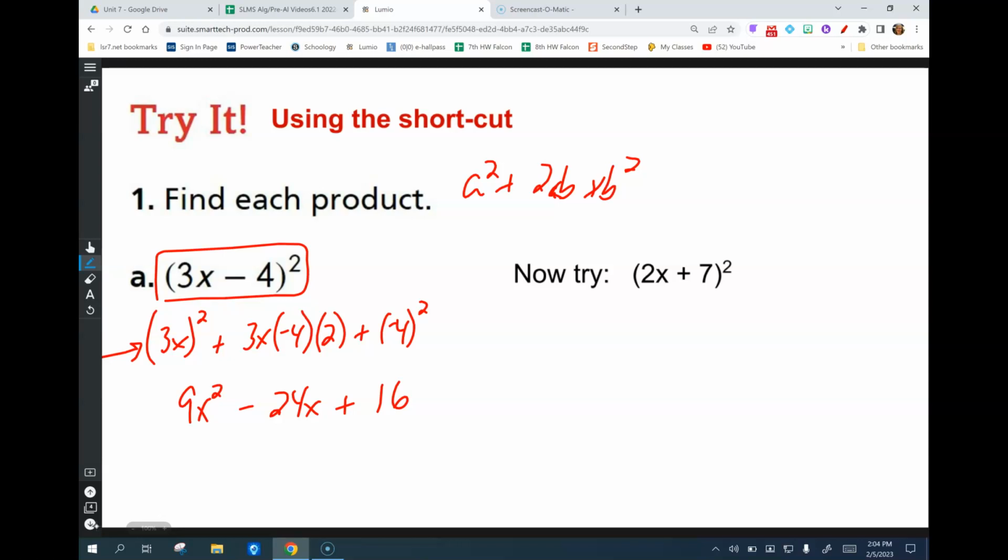So let's do this last one. I'm going to square the first term, 4x squared. I'm going to take the first term times the second term times 2. It's 14 times 2, that's 28x. And I'm going to square the last term. Okay, so if I can say it out loud, that will work.